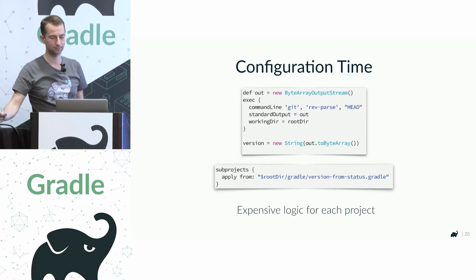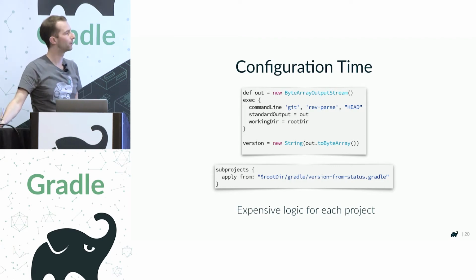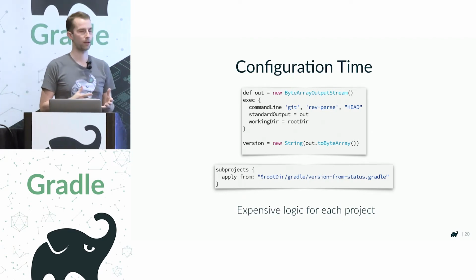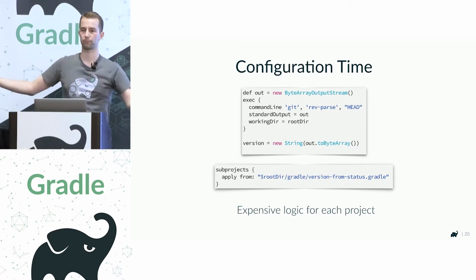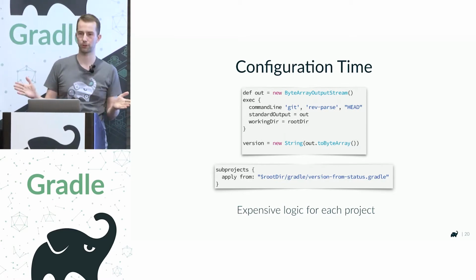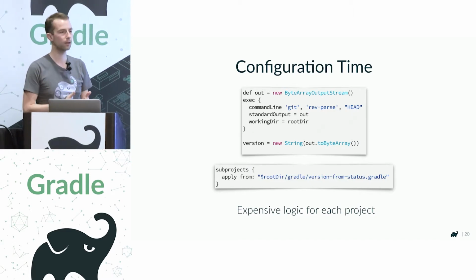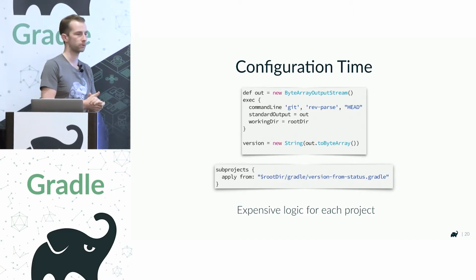Another problem that I see very often, and this one is often more hidden, is that a plugin does something expensive, and then it's applied to all subprojects. And then you have 50 subprojects, and it's going to do that expensive thing over and over and over again. And the solution is usually simple.